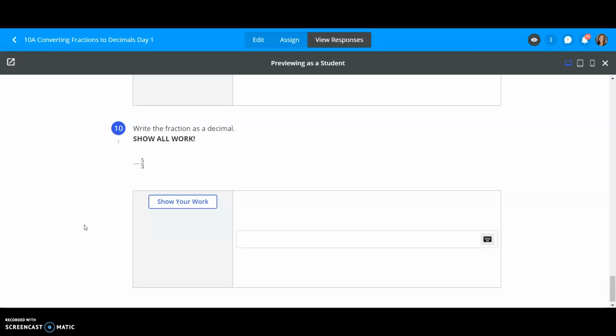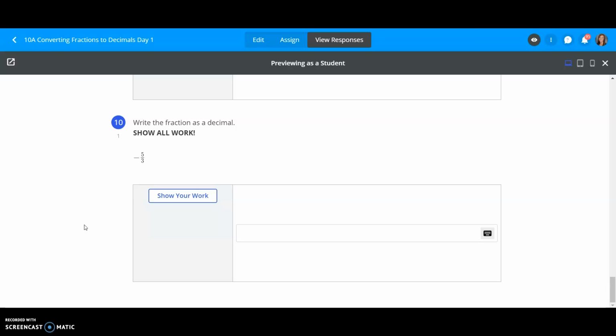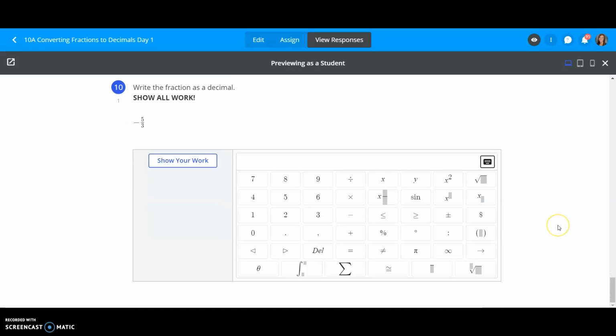For every single one of these questions, I need you to make sure you are showing me your work. So show me your long division. You may need the repeating bar for some of these questions. To get the repeating bar, if you click on this keyboard right here in Formative, this icon right here gives you a repeating bar.